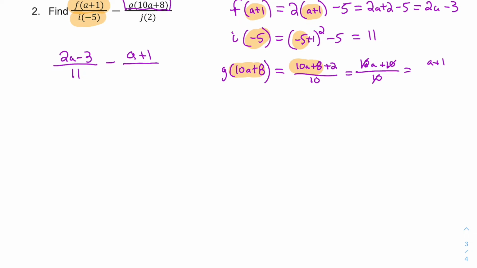And then finally, I need a denominator, which comes from evaluating j of 2. J of 2 is 3 to the power of 2 minus 15. Putting in 2 to our function, 3 to the power of 2 is 9, minus 15 gives us negative 6. All right. So we get 2a minus 3 over 11 minus a plus 1 over negative 6.